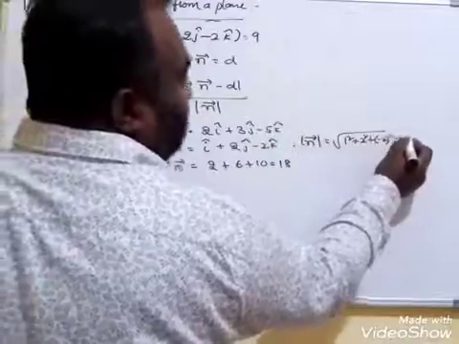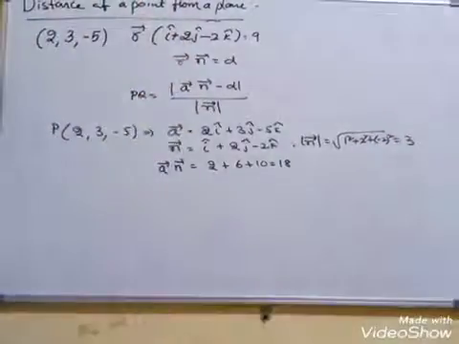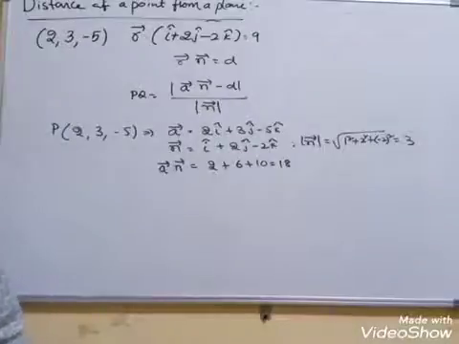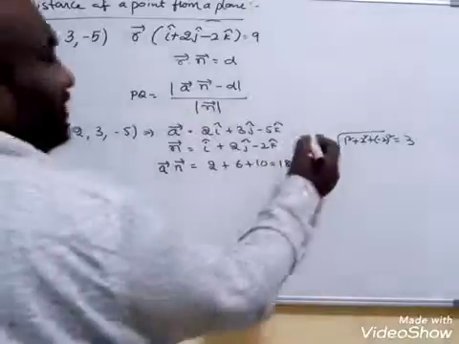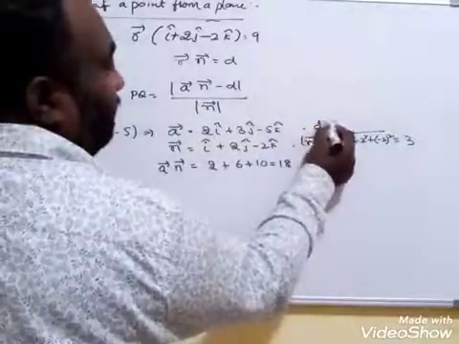That is nothing but 3. Why? Because 2 square plus 2 square plus 1 is 9. You are going to get 3. Now the final answer: d is equal to what you have from this one, and d is equal to 9.